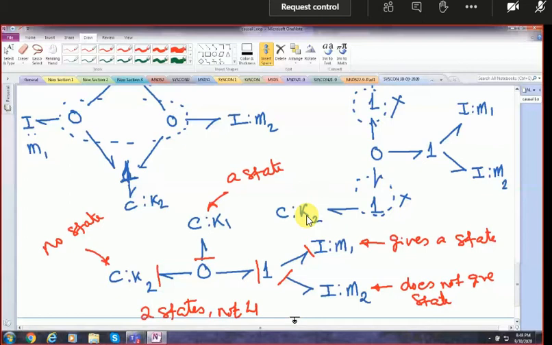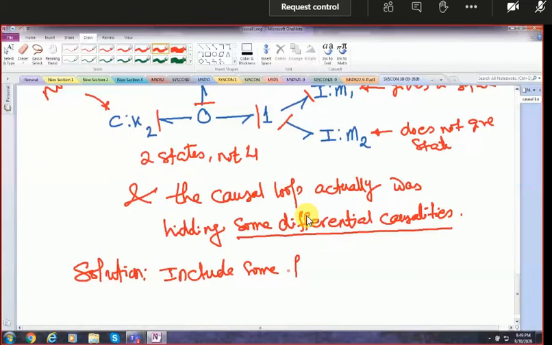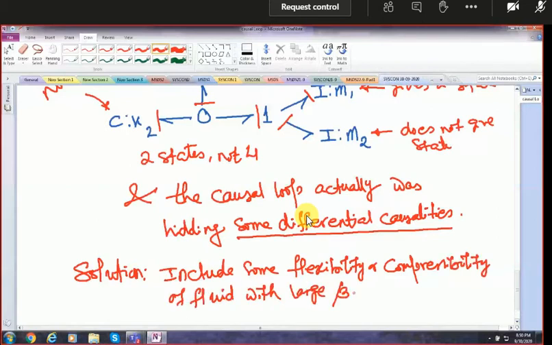Include some flexibility or compressibility of fluid with large beta. So instead of actually making it incompressible, we can say it is compressible, but the bulk modulus is very large. So it is effectively something like a pad we have discussed earlier. Okay, so this is similar to a pad.